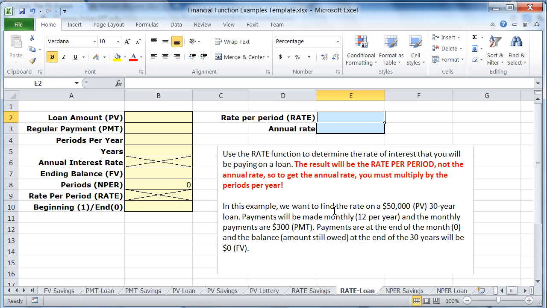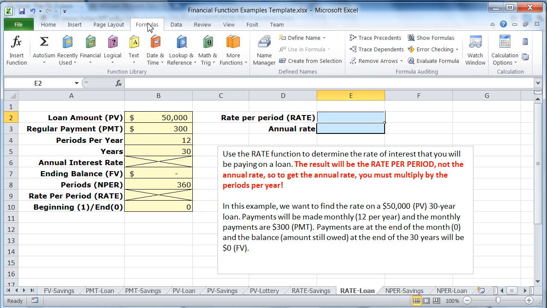So in this example, our present value, the loan amount, is $50,000, and our regular payment is going to be $300, and we do 12 payments per year, and the number of years is going to be 30, and the ending balance on this loan is going to be 0, and we're going to make our payments at the end of the month, which is a 0. And once we've done that, all we need to do is use the rate function to determine what the rate per period is going to be.